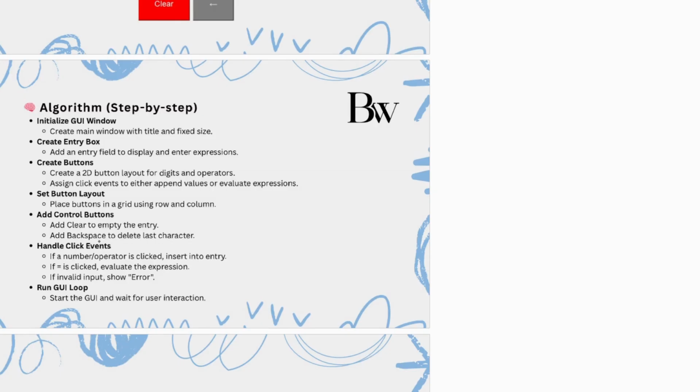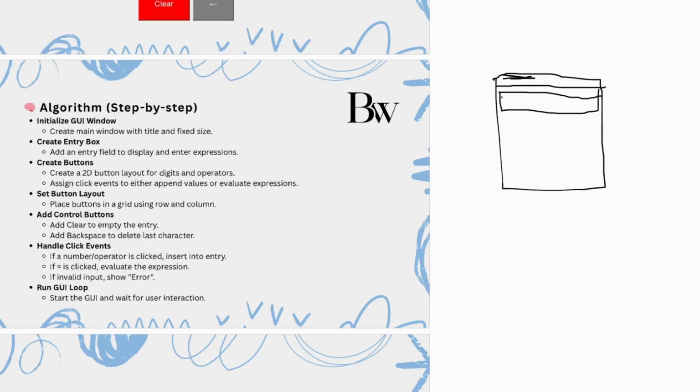Now let us see the algorithm. This algorithm shows the step-by-step process of our project. First of all, we have to initialize a window. See guys, this is the window. This window has some title and a fixed size. The title will be displayed here. And next we have to create an entry box. This entry box will display the digits as well as the result.